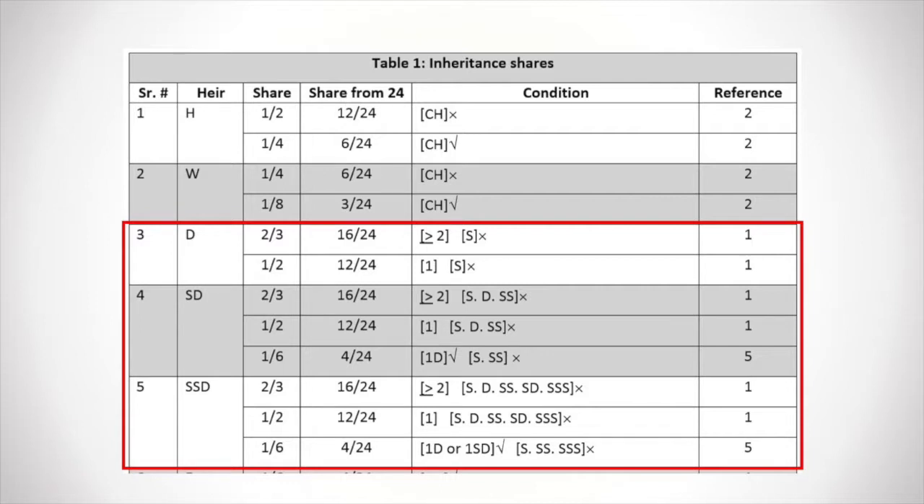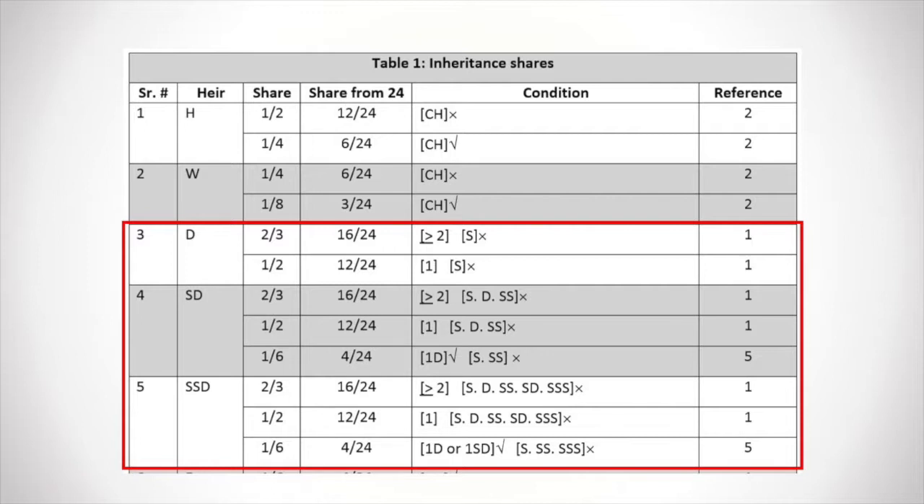The last condition for the son's daughter is if there is one daughter, there is no son, then the son's daughter will share among the 1/6 of the share. And this is in reference number 5 from a hadith. Then we move on to son's daughter.